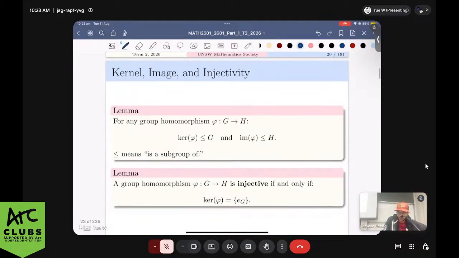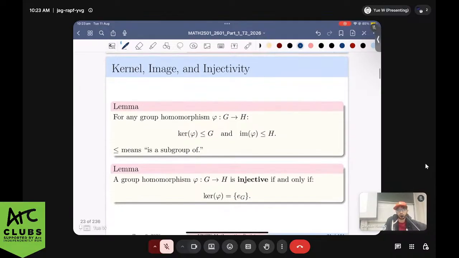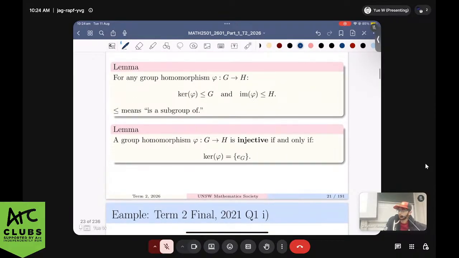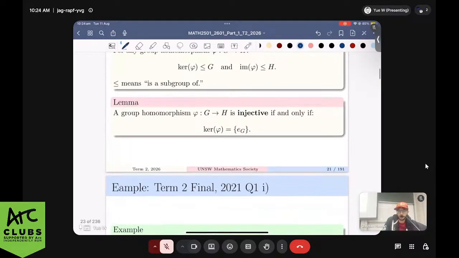Okay, so kernel and image are subgroups of the respective sets. So the kernel is a subgroup of the input space G, the input group, domain group, I guess you can say. And the image of the homomorphism is a subgroup of the codomain. So just reminding you, the homomorphism is analogous to a linear map, but for groups. And you also have this nice property. A group homomorphism is injective, so one-to-one, if and only if the kernel is trivial. So the kernel is just the identity.